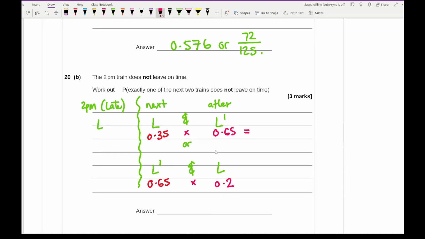So then working out each of these individual probabilities, we get 0.2275, and this one's going to be 0.13. And if I then add these 2 probabilities together, I get an answer of 0.3575.